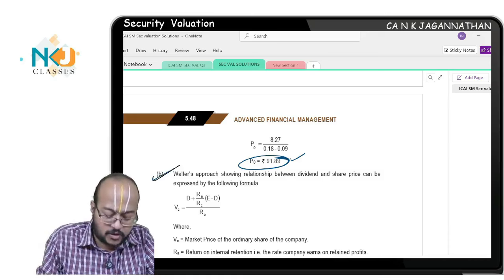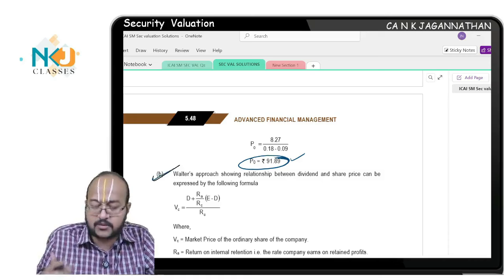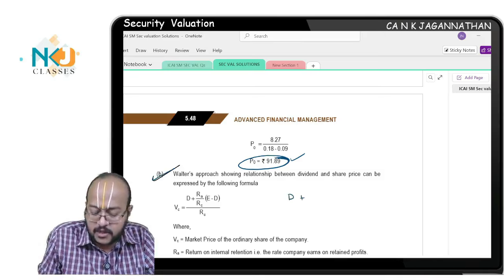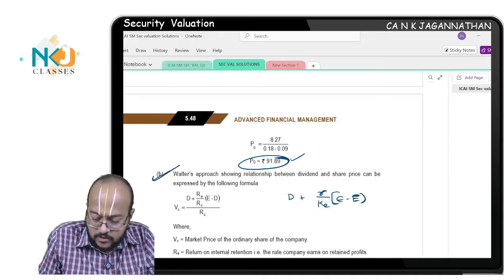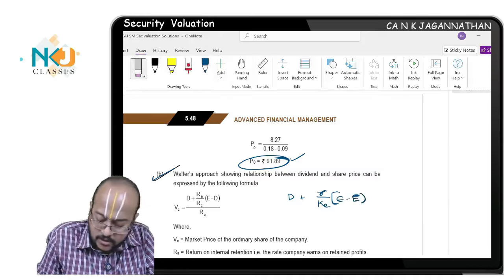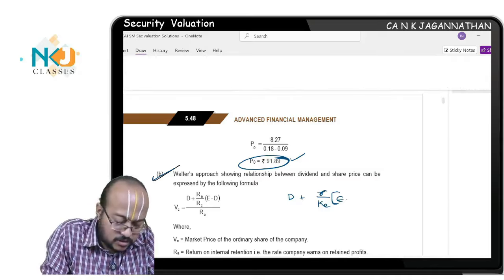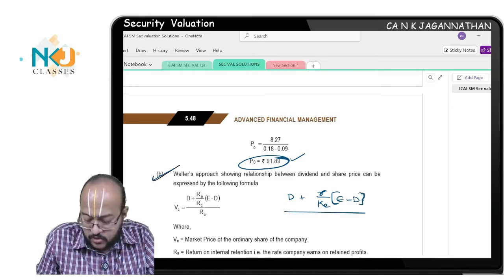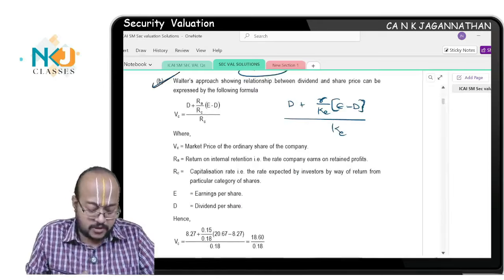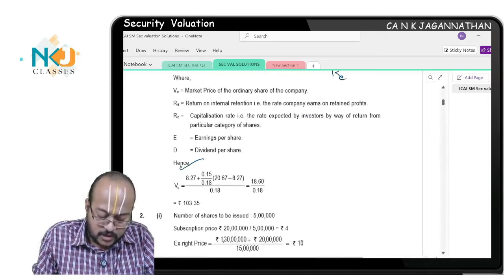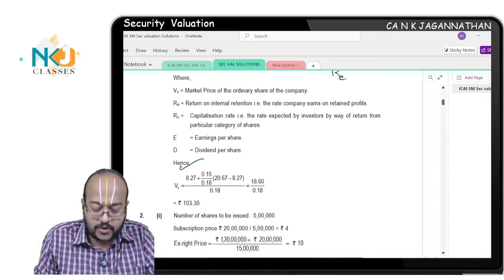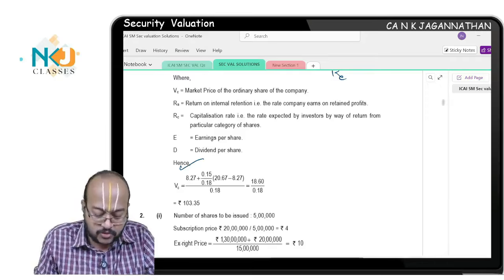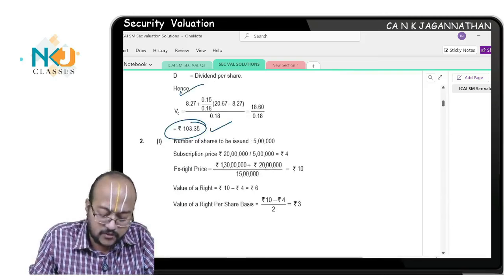Next, Walters model, very simple. Apply the formula: D plus r by K into (E minus D), the whole divided by K. E minus D is nothing but the retained portion. Dividend is 8.27, then 15 by 18% into (20.67 minus 8.27), the whole divided by 18%, and you get 103.35. Simple application of the formula to find the solution.